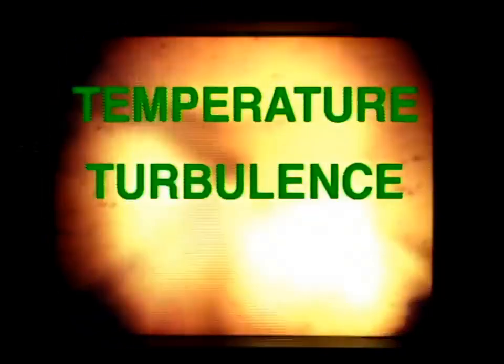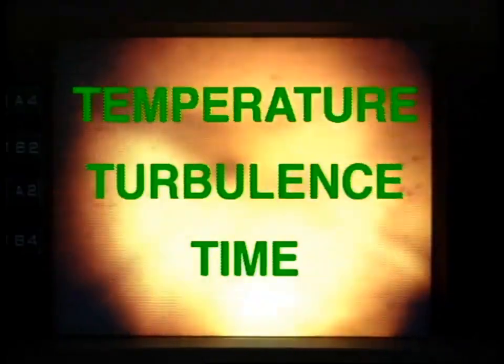In the last two segments, we have discussed at length the supply and control of air for combustion. But that's not the only factor which governs the burning of fuel. In addition to air, we need to provide other conditions in order for the fuel and air to burn properly. These conditions are commonly known as the 3 T's: temperature, turbulence, time.